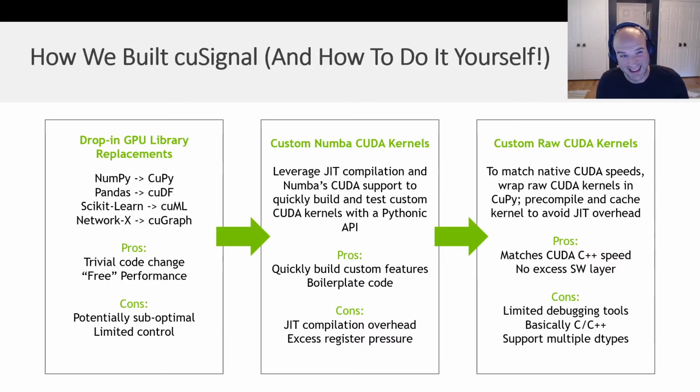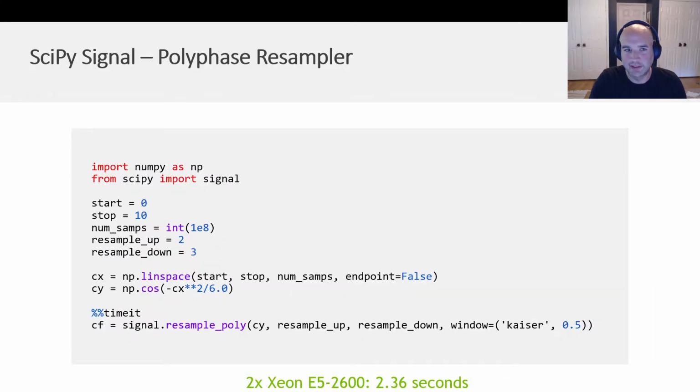And finally, if that doesn't give you enough speed, or you want to go as fast as possible, we can use custom raw CUDA kernels. Essentially, this is C++ code that's wrapped into a string and put into a CuPy raw module. This gives you native CUDA C++ speed, but it doesn't force a custom Python or PyBind software layer to do Python bindings. So let's take a look at the API.